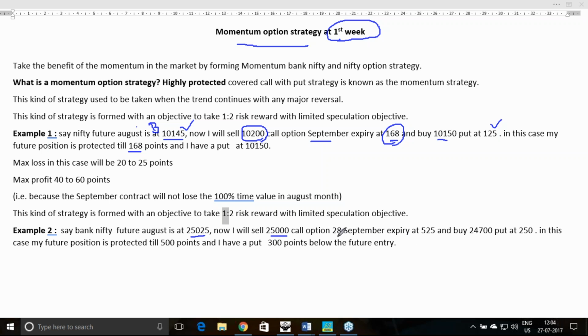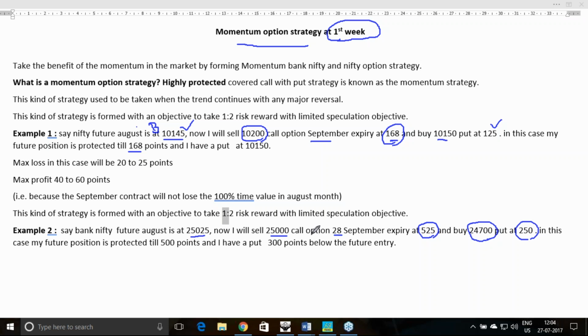So it is a monthly contract. So you'll be selling at 28 September expiry, so at 525, and you will be buying one 24,700 put option at 250. You can use the weekly option also.